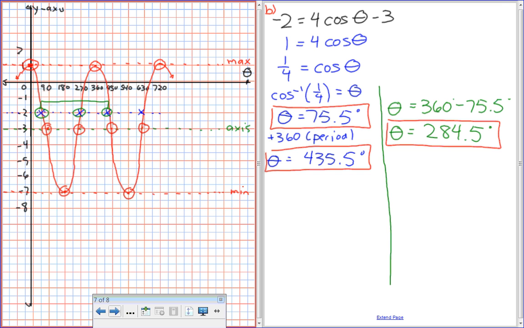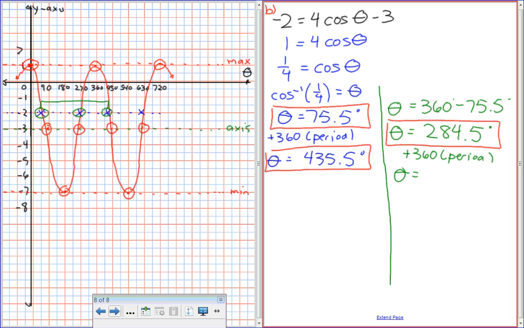Okay. All right, and then finally for the last one, we're going to add 360 again. What is that? 644.5, which hopefully should be this one right.